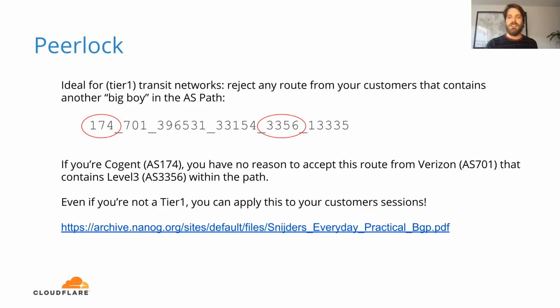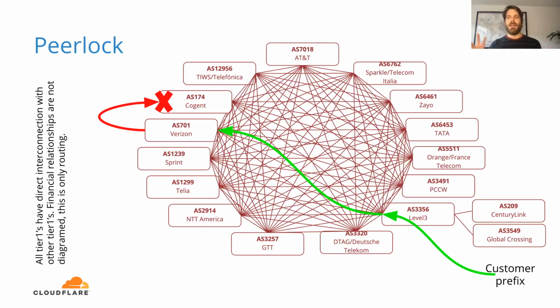Fortunately, Job Snijders did a much better talk about this than I will ever do at MENOG, and his slide deck is linked in the slides. So if you look at this from a directly connected perspective, by the sheer nature of being a tier 1, you are directly connected with all the other tier 1s. Because that's the case, Cogent should never be accepting a Level 3 prefix through a Verizon session, because they're directly connected through Level 3, so they should only ever accept Level 3 customer prefixes through their Level 3 sessions.